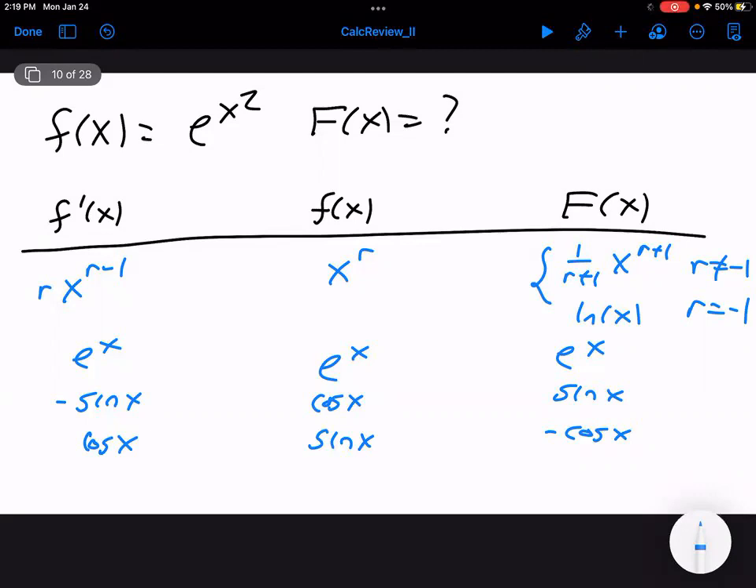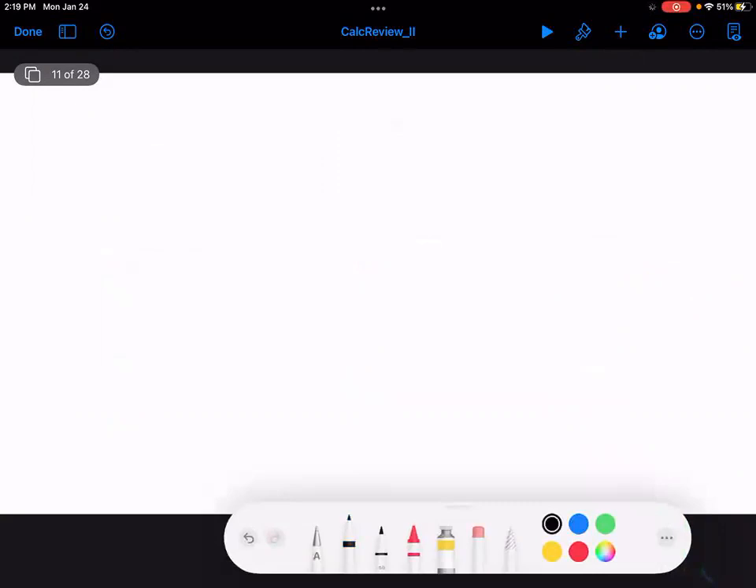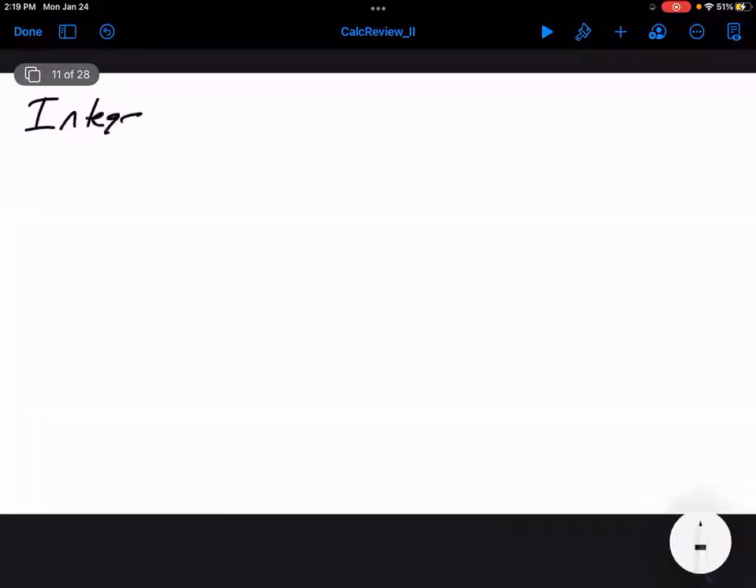So the question is, how do we find antiderivatives? So part of it is just you create a table. And once you find one, then you record it and you remember it. It turns out integration rules come from derivative rules.